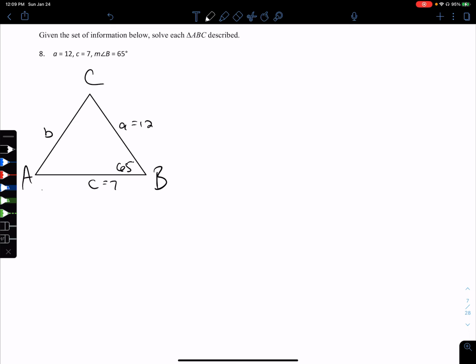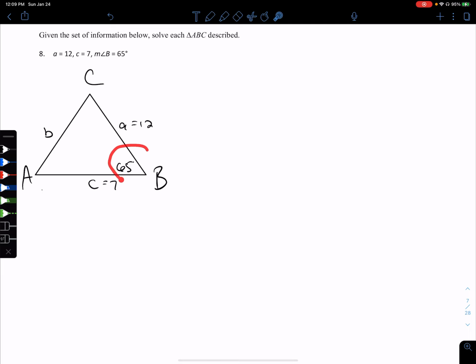To solve this, we're going to have to use law of sines or cosines. We cannot use right-angled trig because we don't have a right triangle. In order to use law of sines, we have to have an angle and the side opposite that angle. We don't have that, and there are no other angles to find to help us do that. So we're going to start out with law of cosines.